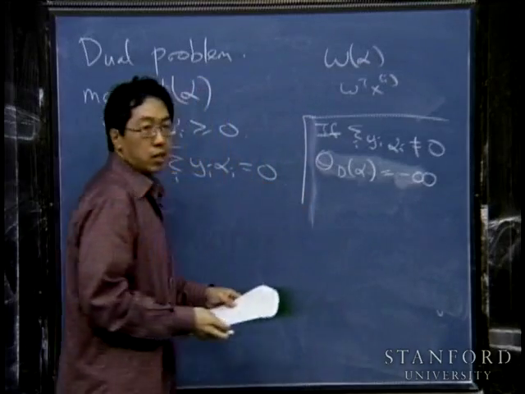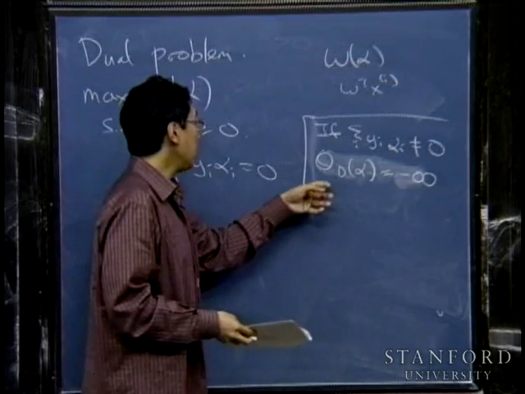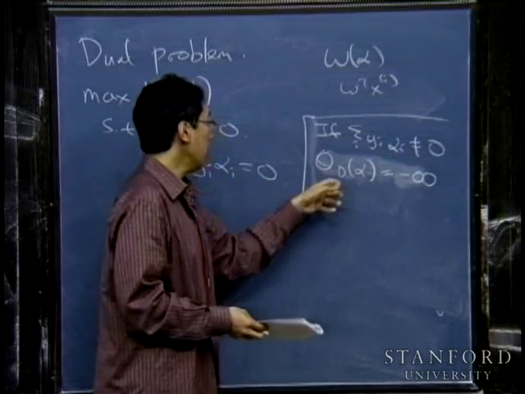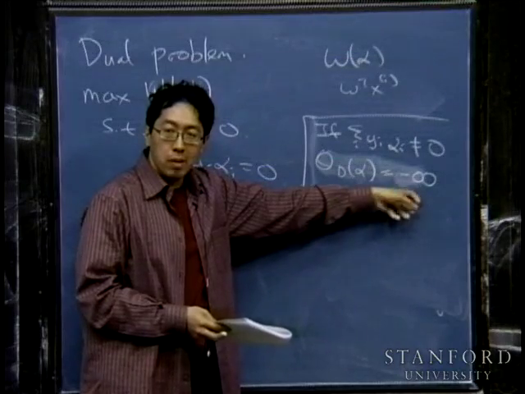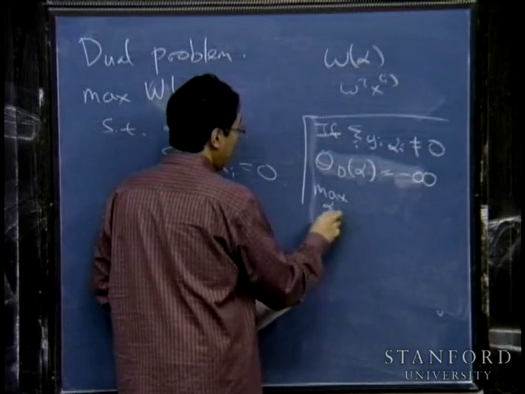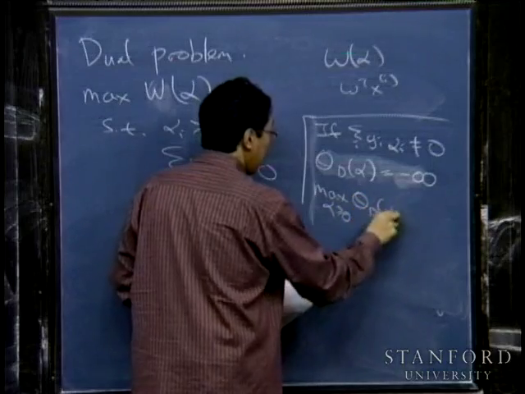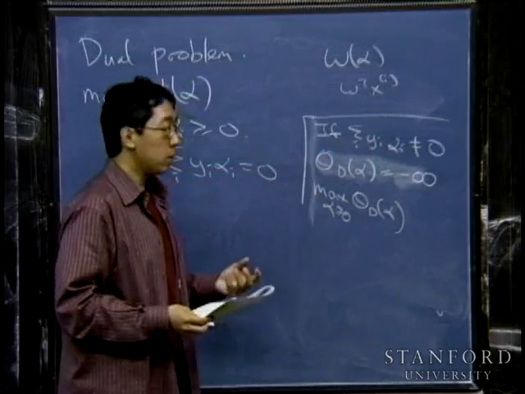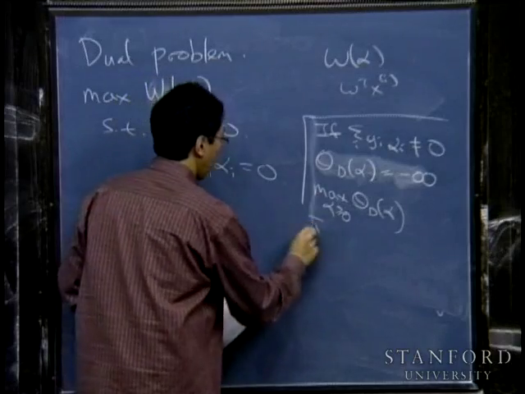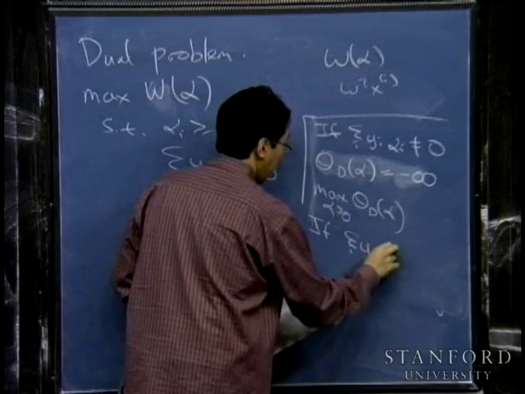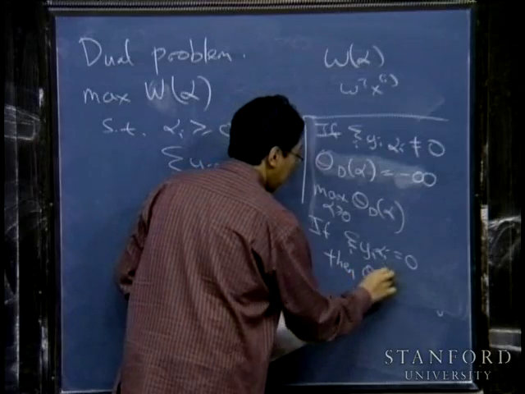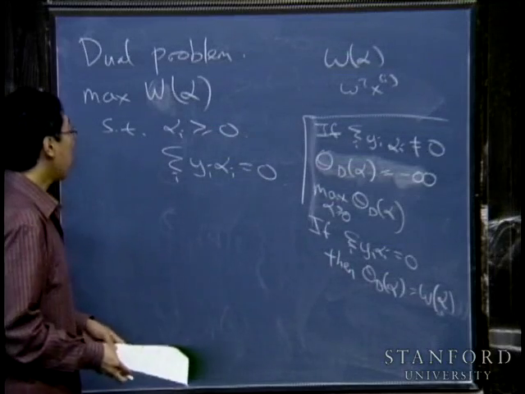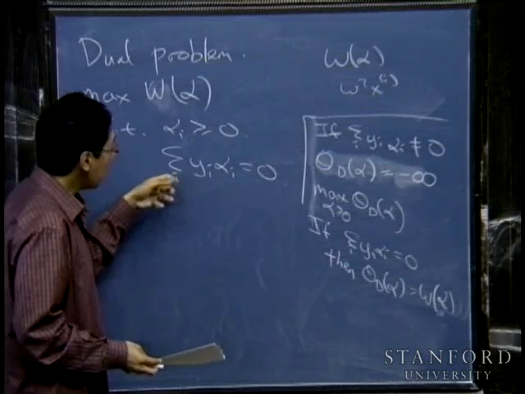So in other words, it turns out my Lagrangian is actually a linear function of my parameter b. And so the interpretation of that constraint is that if the sum of y_i alpha_i is not equal to 0, then theta_D of alpha is equal to minus infinity. If your goal is to maximize theta_D of alpha as a function of alpha, then you better choose values of alpha for which the sum of y alpha is equal to 0. And then when the sum of y alpha is equal to 0, theta_D of alpha is equal to W of alpha. That's why we end up deciding to maximize W of alpha subject to the sum of y alpha being equal to 0.